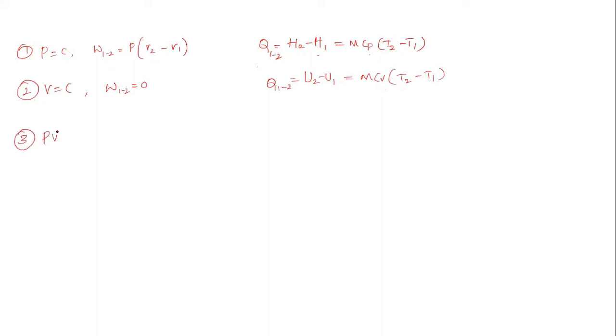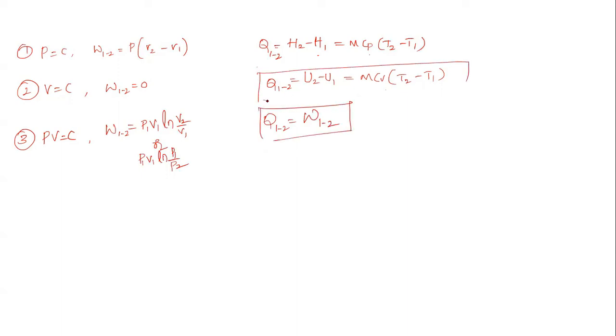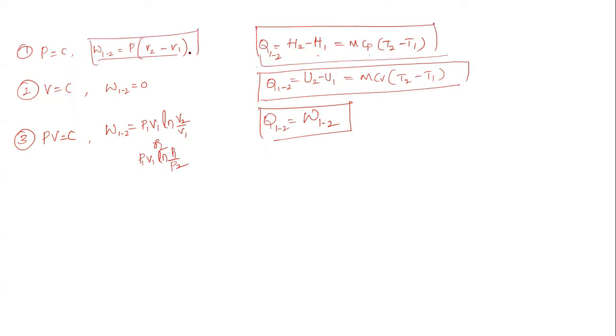And the third one is PV equal to C, the isothermal process. W1-2 is P1 V1 ln(V2 by V1), or else you can write P1 V1 ln(P1 by P2). And for an isothermal process, we know that internal energy is a function of temperature. Therefore, we get Q1-2 is equal to W1-2. This is for an isothermal process. These are Q. These are work.